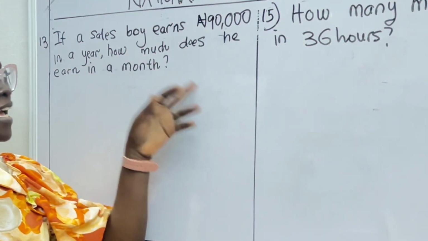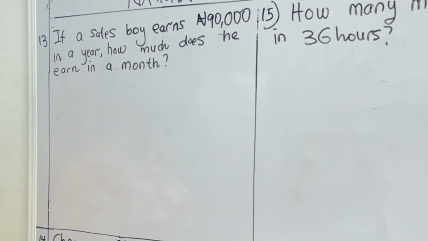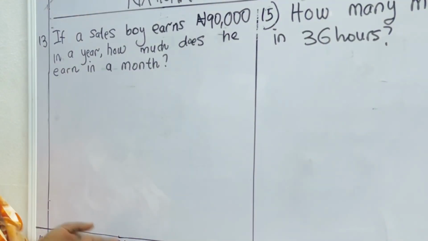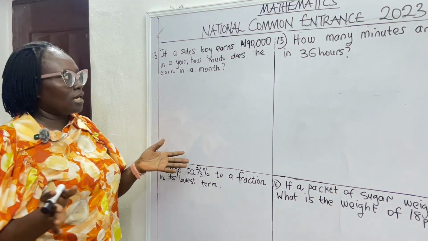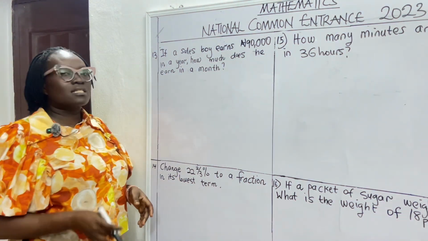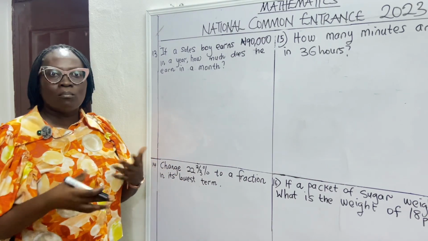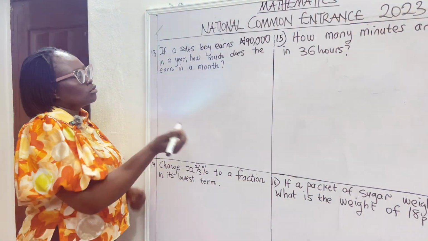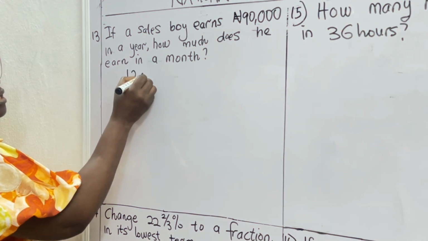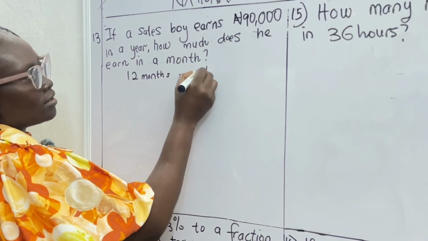Next question. If a sales boy earns 90,000 naira in a year, how much does he earn in a month? Okay, so this earning is for a whole year, and we're asked to find what he earns in just 1 month. So we have to find out how many months we have in a year. How many months do we have in a year? 12. So we are going to say 12. In 12 months, he earns 90,000 naira.